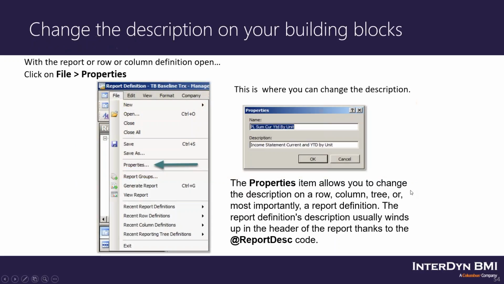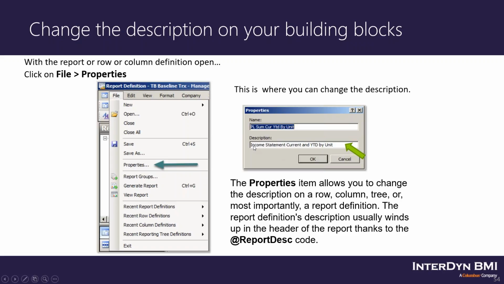So the first one is, on the report definition, if you go up to File and then Properties, it'll open up this screen, and then you can change the description. If you do a File Save As, and you leave the name the same and try and change the description, which is what I used to do in FRX, you can't do that because it'll say something exists with that name already. It's going to make you change the name up here. So in order to change the description, you'd go up to File and then Properties.